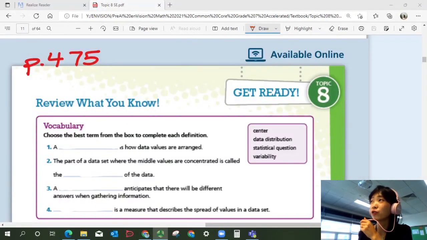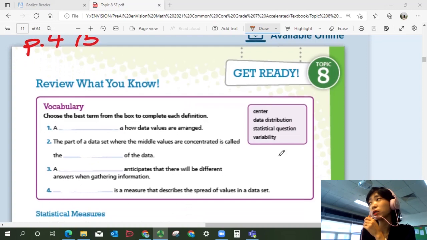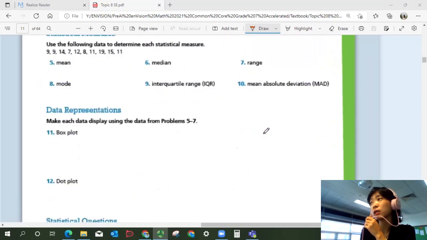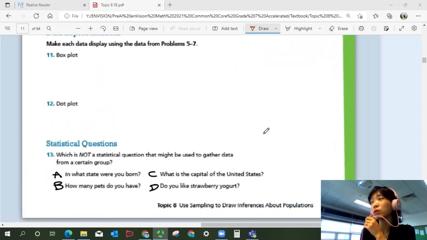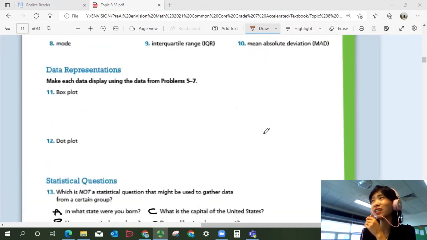Let's look at page 475. We're gonna get ready for topic 8. So we're gonna review what we know. These are the vocabularies that we need to review. These are the set of skills that we need to review for the topic. So see if you remember all of these things from the previous topics.